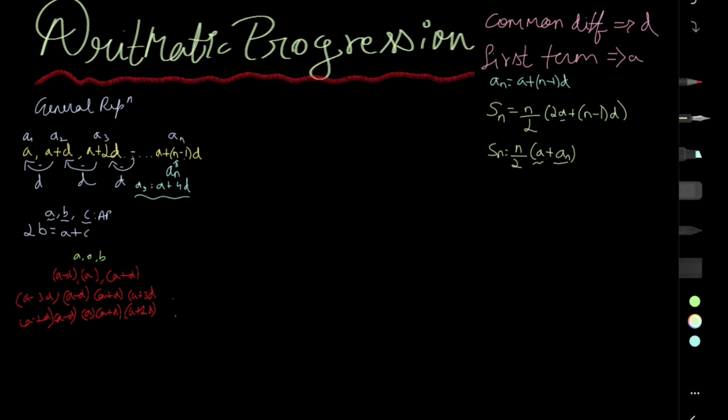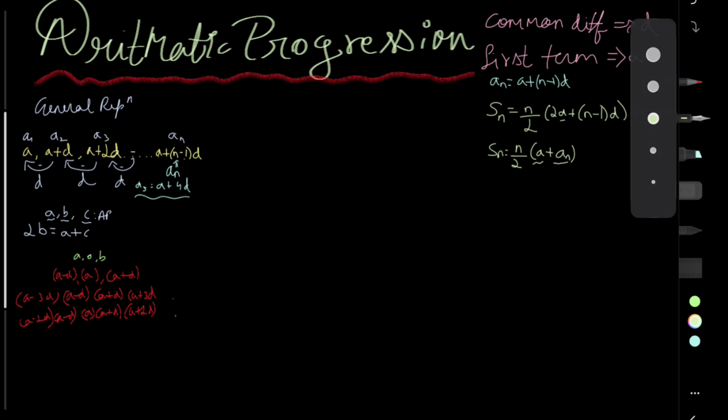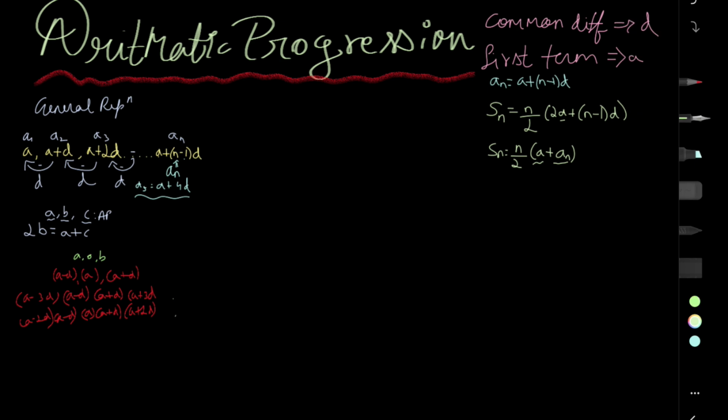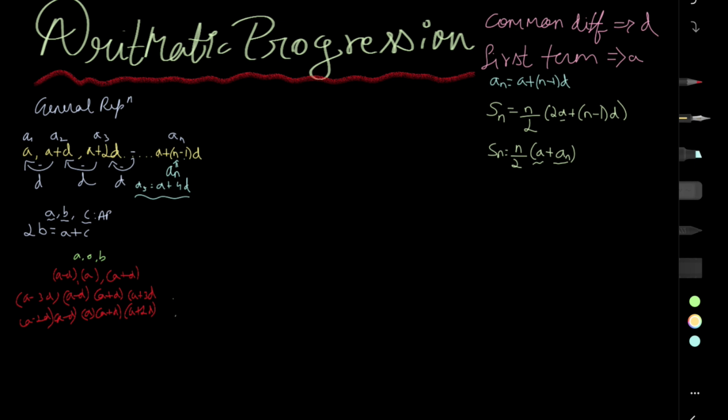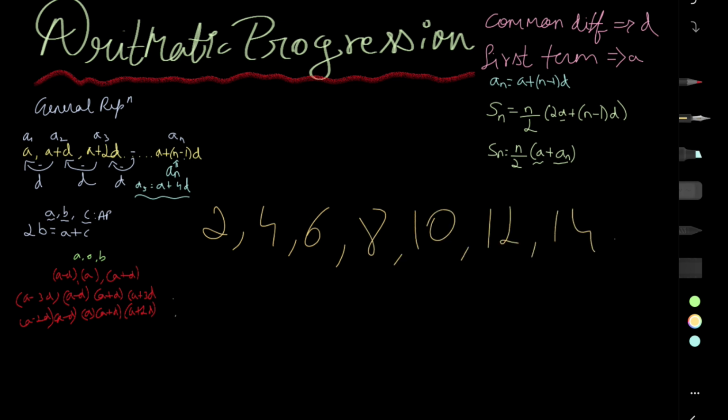AP. Now let me see, if I want to find the kth term from the last. See here, first let me understand what the kth term from the last is. Let me take an AP again of the 2 table: 2, 4, 6, 8, 10, 12, 14. This is the end of an AP. The seventh term is the end of the AP. n is equal to 7 always.